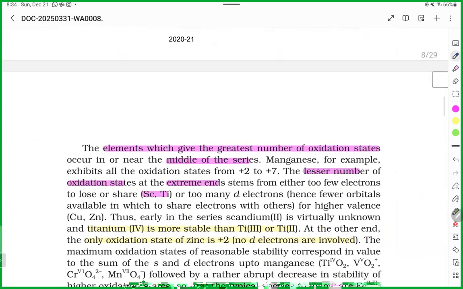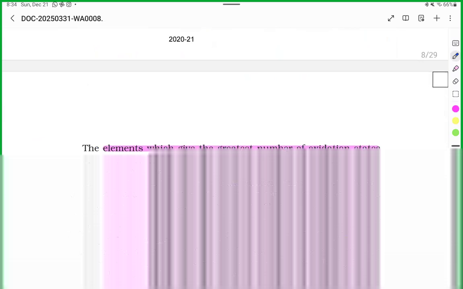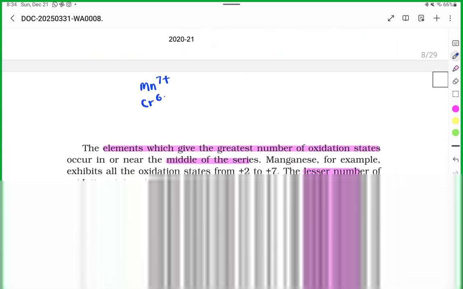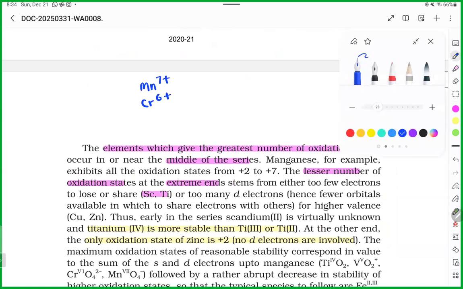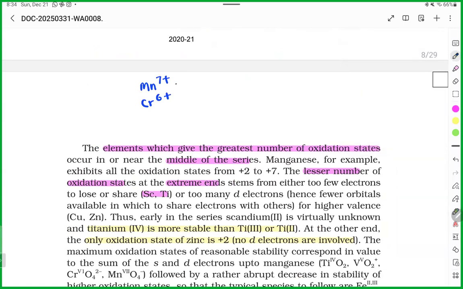Yes. An element has maximum oxidation state in the middle. Manganese has maximum +7, and in the middle, chromium has +6. In the middle, you have the maximum oxidation state. Why? Because of the maximum number of unpaired electrons. Example here, it is 3d5 4s2. All five are unpaired. This can also become unpaired after excitation.